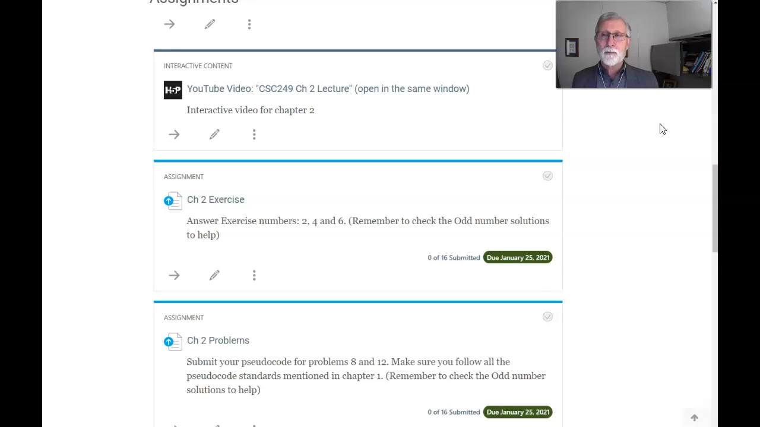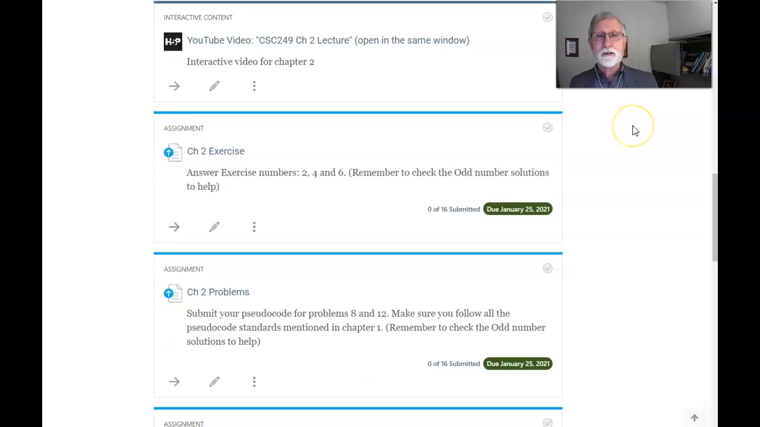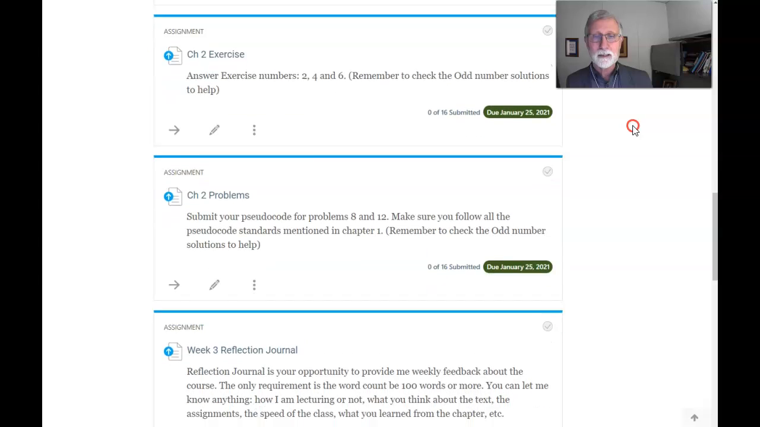For your exercises, I've split the exercises and problems apart. Exercises 2, 4, and 6. And for problems, you're going to do 8 and 12. Problems 8 and 12 ask you to write a pseudocode algorithm. Make sure you follow the structure or standards identified in Chapter 1. If you forgot that, go back and check it out, and submit all your pseudocode from here on out following that methodology.